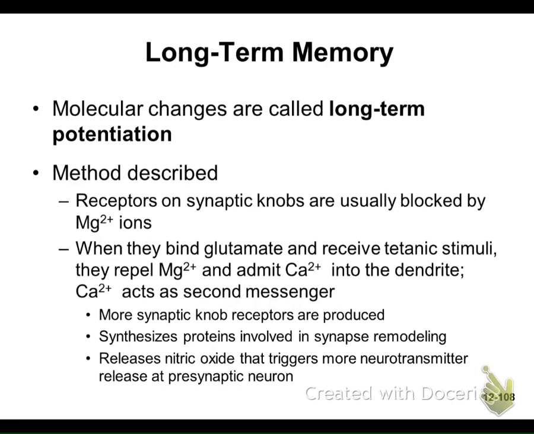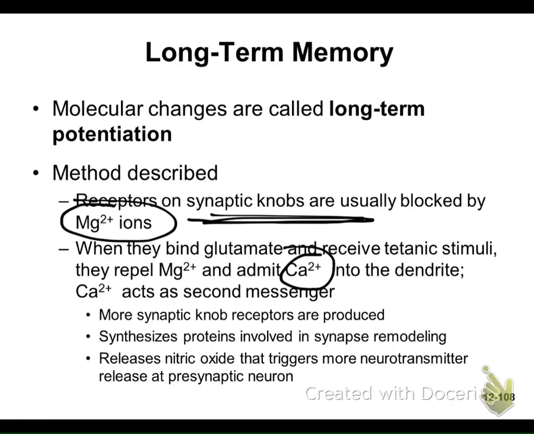Now, we know at the molecular level a little bit what's going on here. I told you that there's calcium involved. Well, there's also magnesium. Now, look at magnesium. Magnesium is a 2+ ion. What is calcium? Calcium's also 2+. Okay, so they share some similar ionic properties, some similar chemical properties. And here's the deal. Receptors on synaptic knobs are usually blocked by magnesium. Magnesium is there. Receptors on the synaptic knobs are usually blocked by magnesium ions.